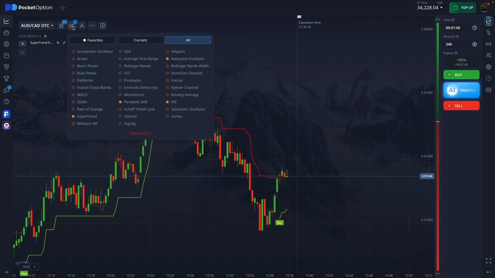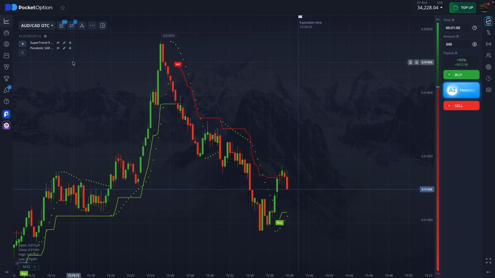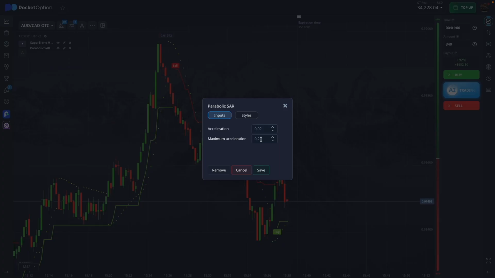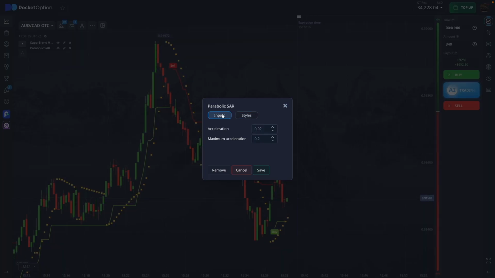The second indicator I will use today is called SAR. I also add it to the chart. I go to the settings of this indicator, and here I set the first parameter to 0.02 and the second parameter to 0.2. Then I go to Styles, and here I recolor this indicator, make it a bit thicker just for my convenience in working with it. So, what style I will use is not that fundamentally important. The main thing is that I use the standard settings for this indicator.